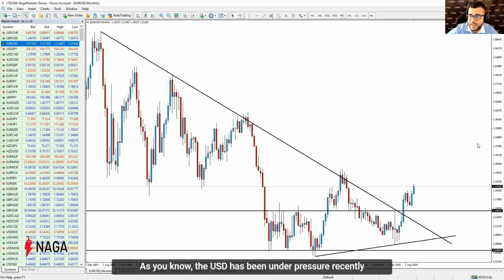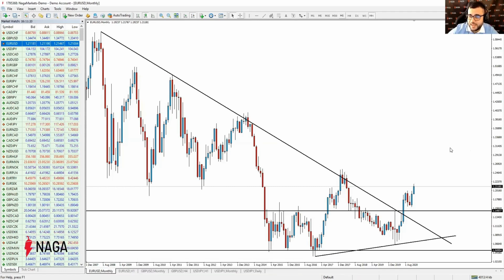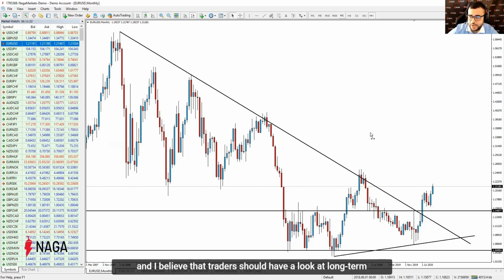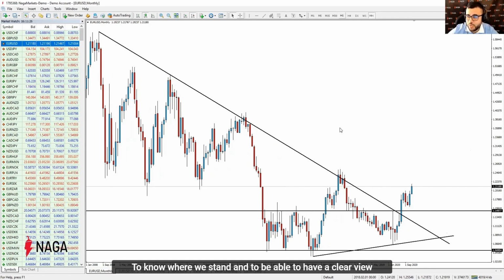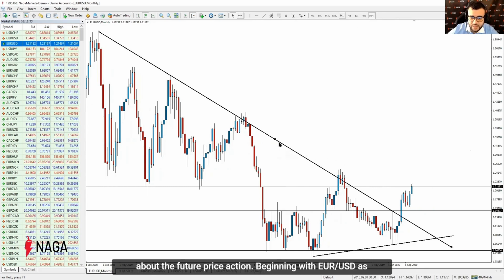As you know, the US dollar has been under pressure recently, and I believe that traders should have a look at long-term charts like the monthly charts to know where we stand and to be able to have a clear view about the future price action.